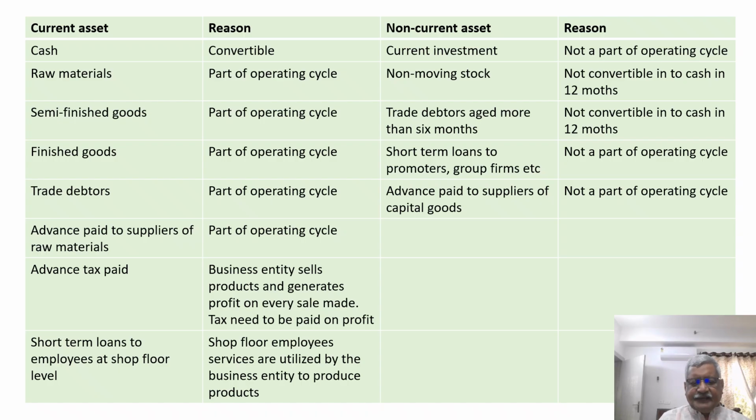Advance tax paid: a business entity sells products and generates profit on every sale made. Tax needs to be paid on profit. Hence, advance tax paid is a part of the operating cycle. Short-term loans to employees at shop floor level: shop floor employees' services are utilized by the business entity to produce products. So that also becomes a part of the operating cycle and is classified as current assets.